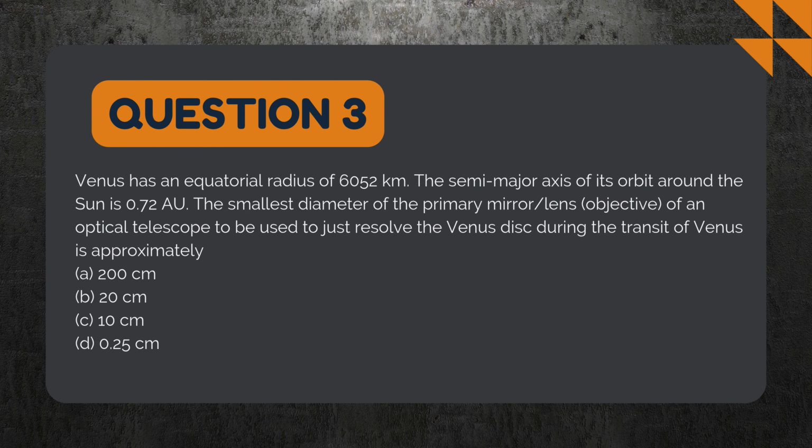Question 3. Venus has an equatorial radius of 6,052 kilometers. The semi-major axis of its orbit around the Sun is 0.72 astronomical units. What is the smallest diameter of the primary mirror or lens of an optical telescope required to just resolve the Venus disk during a transit of Venus? Choices: A. 200 centimeters, B. 20 centimeters, C. 10 centimeters, D. 0.25 centimeters. Pause the video and try to solve.